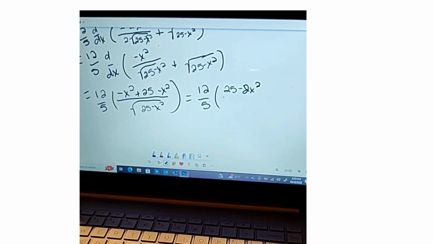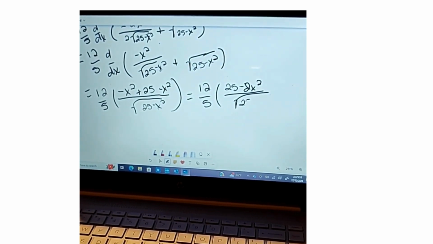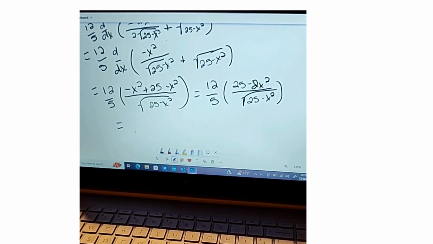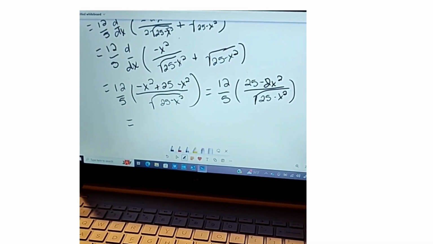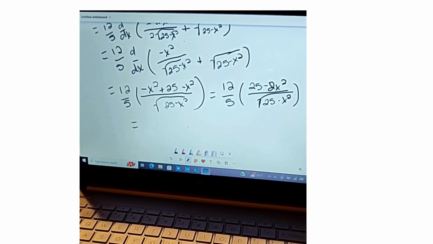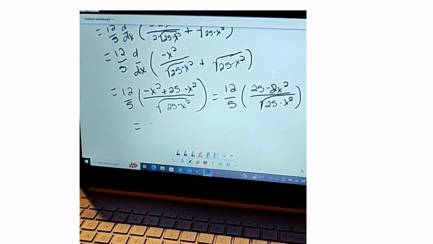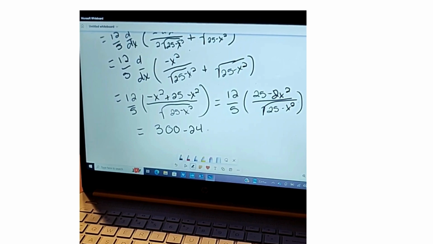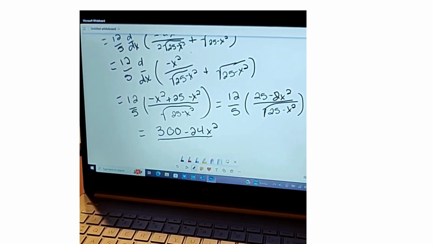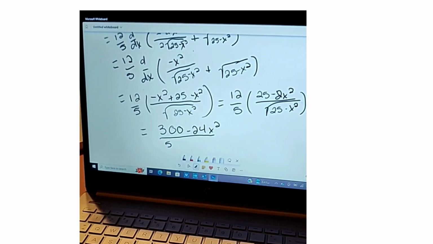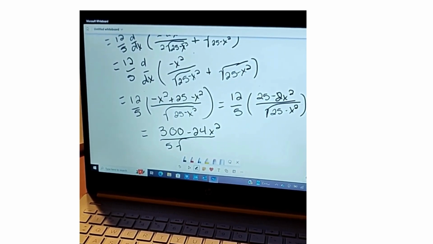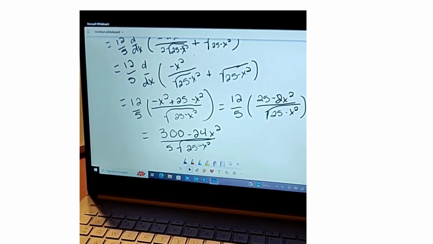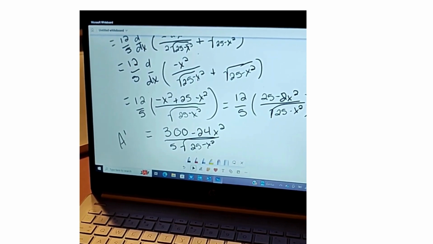2x squared over that. One more. Because it's a fraction times a fraction, we can actually put everything together now. And we're almost done with this part. 24x squared over 5, because of the 5, and then times the bottom, 25 minus x squared. So that is our derivative of that.